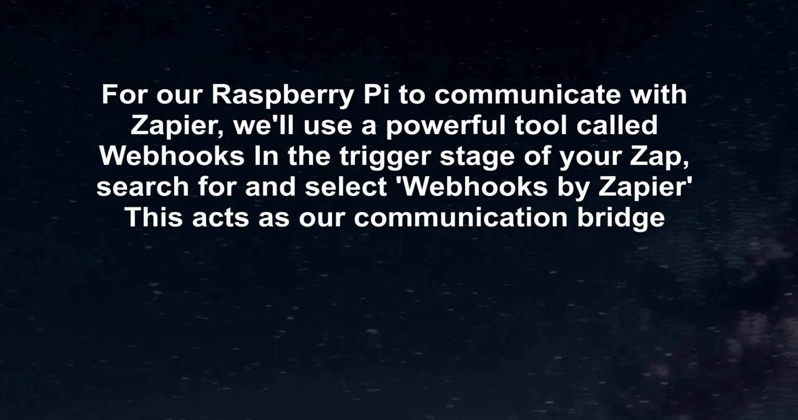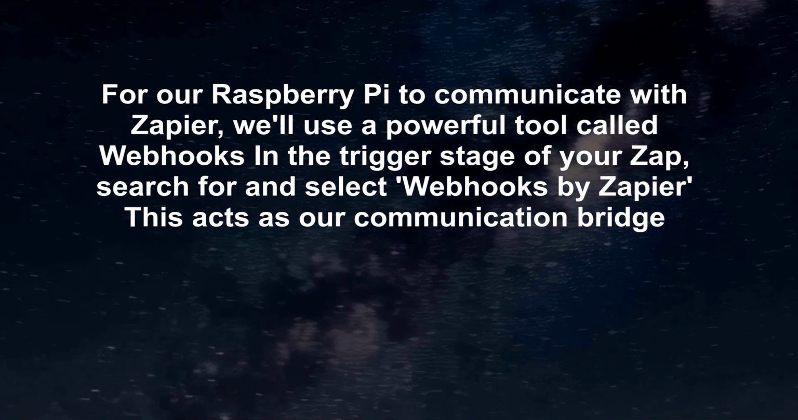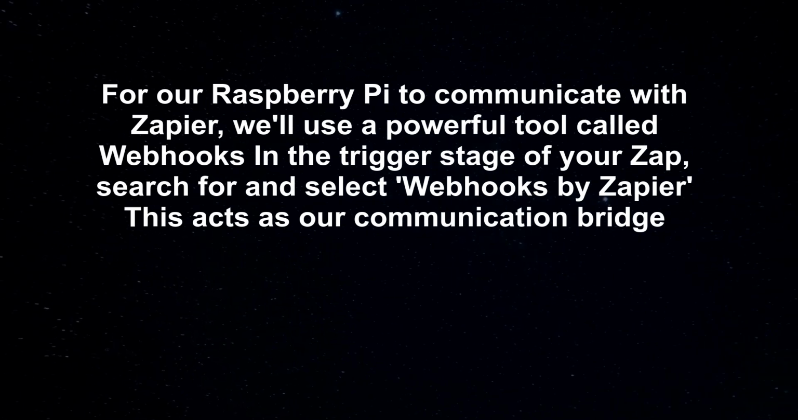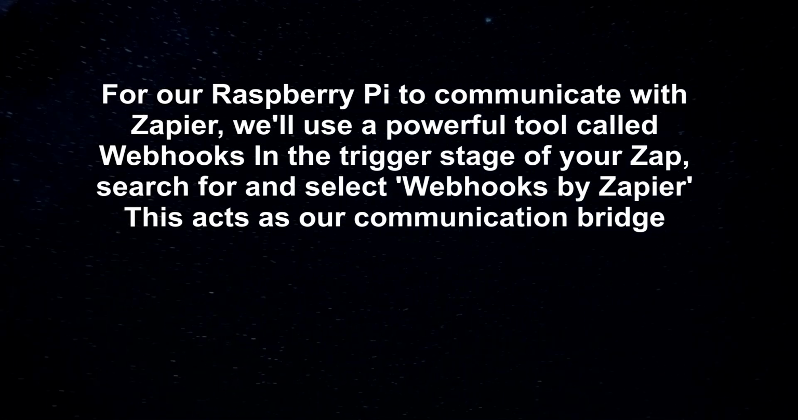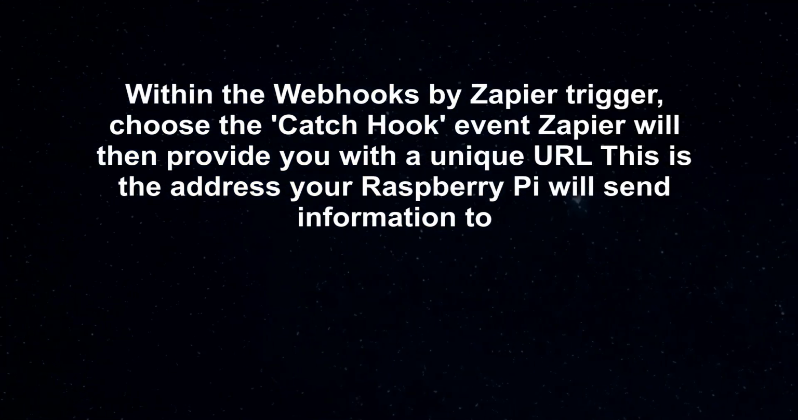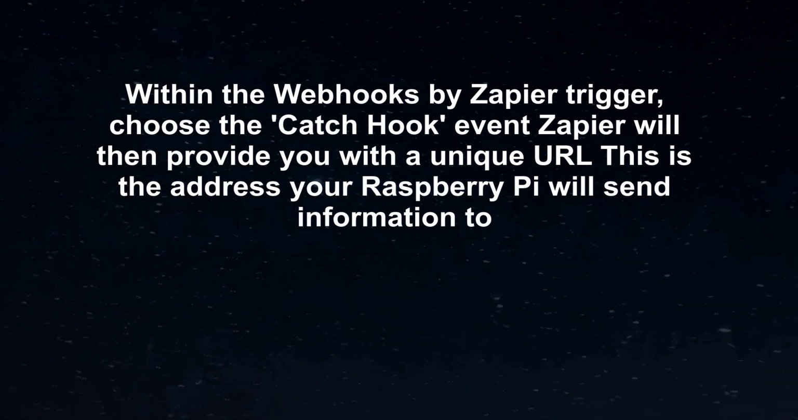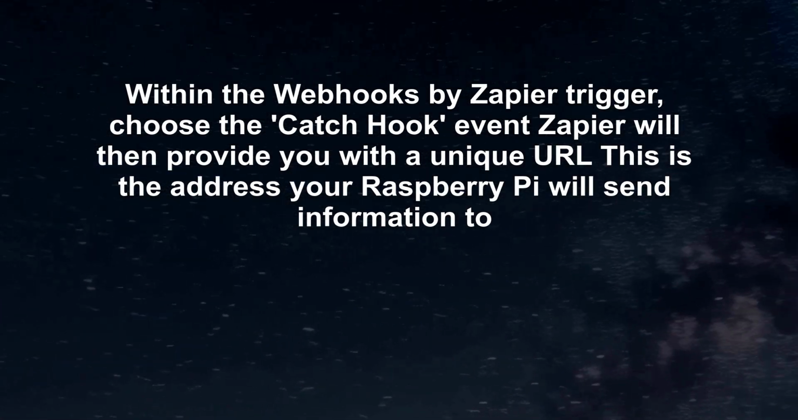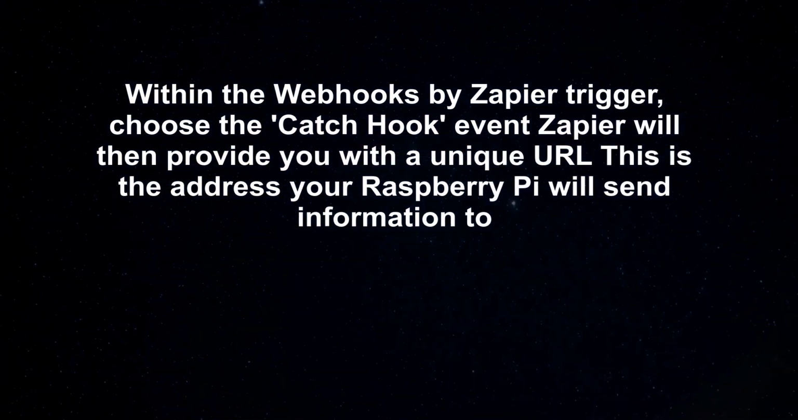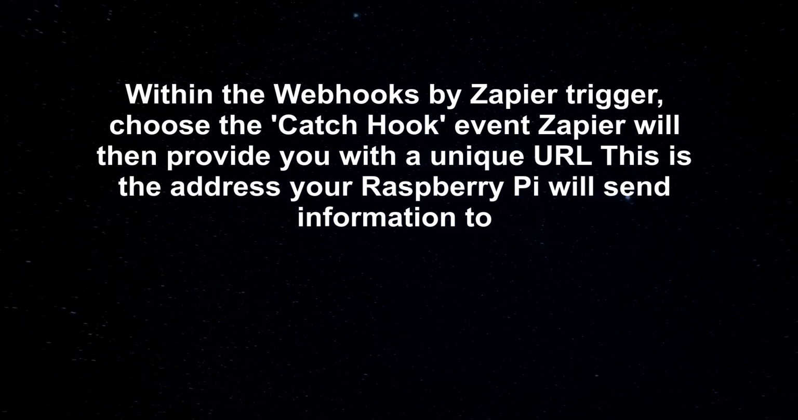For our Raspberry Pi to communicate with Zapier, we'll use a powerful tool called Webhooks in the trigger stage of your Zap. Search for and select Webhooks by Zapier. This acts as our communication bridge. Within the Webhooks by Zapier trigger, choose the Catch Hook event. Zapier will then provide you with a unique URL. This is the address your Raspberry Pi will send information to.